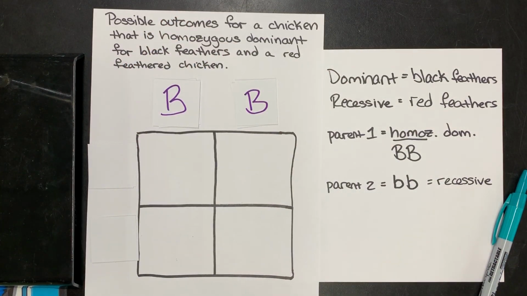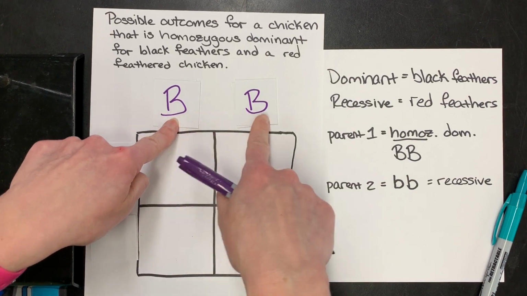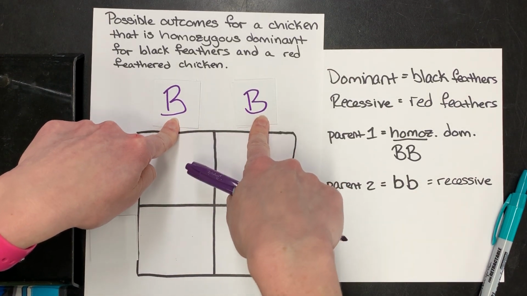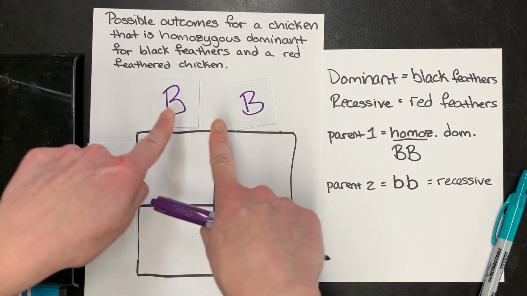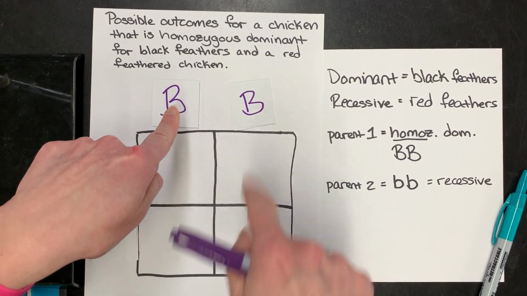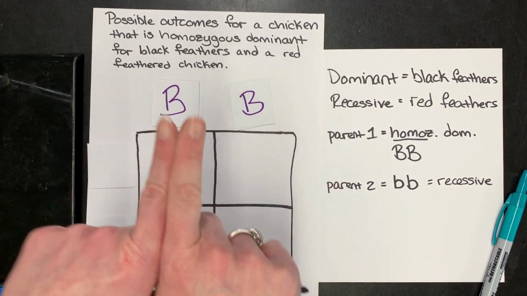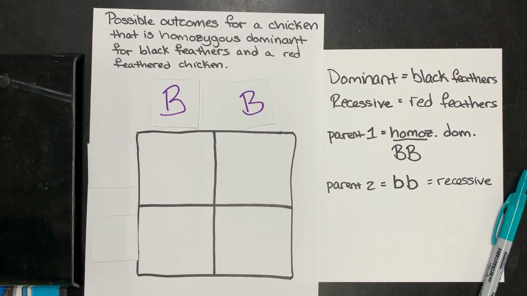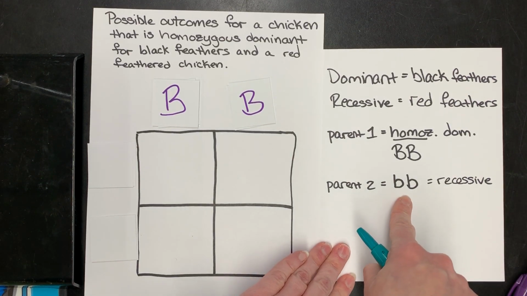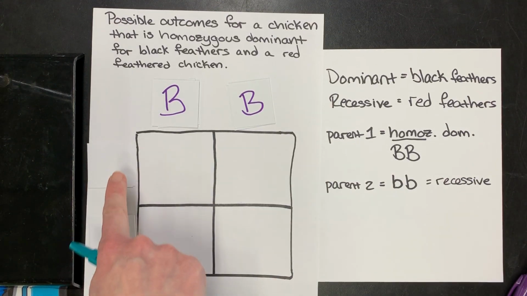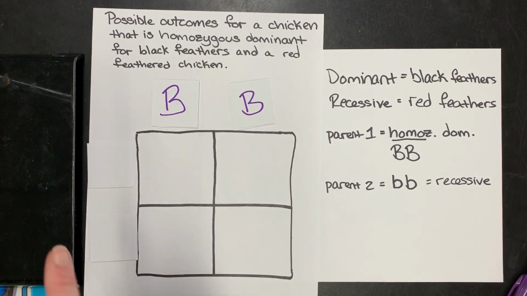Okay, remember each one of these letters represents an allele. And for genotype, they always come in pairs, right? Because you get one of your alleles from mom and one allele from dad. They come together to make an organism, right? And for parent 2, little b, I'm going to write it here. So this is going to be parent 2.